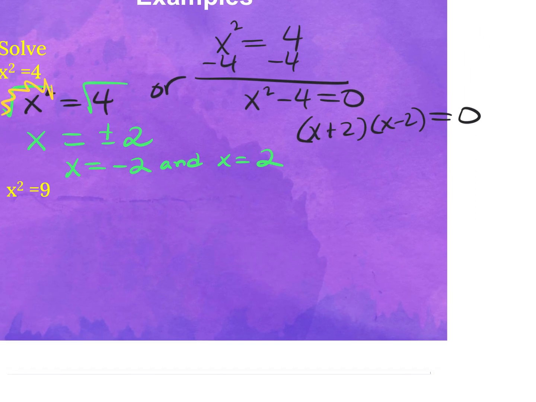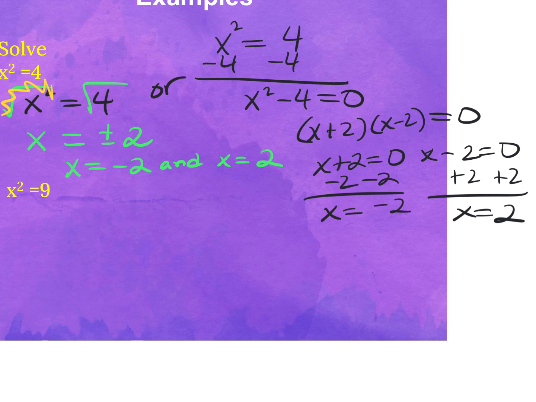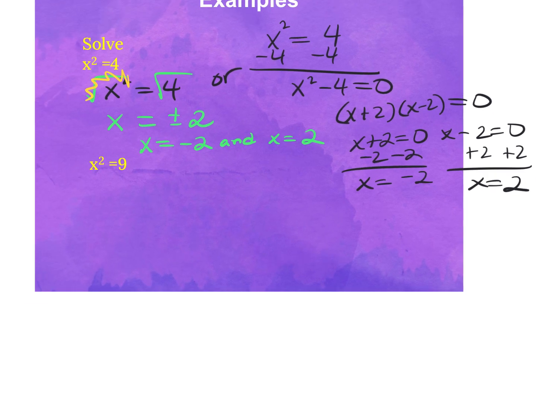And then now what we need to do is, just like before, set each of our factors equal to 0. So subtract 2, and x equals negative 2, add 2, and x equals positive 2. So you can either just use the square root method or set it equal to 0 and then factor the difference of two squares. We can do exactly the same thing on the next one.